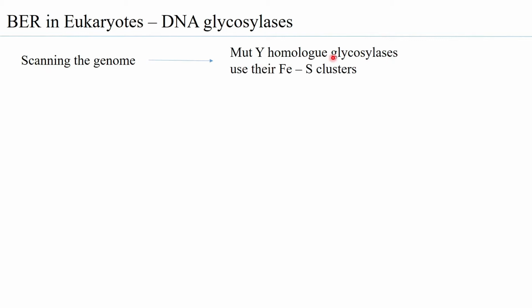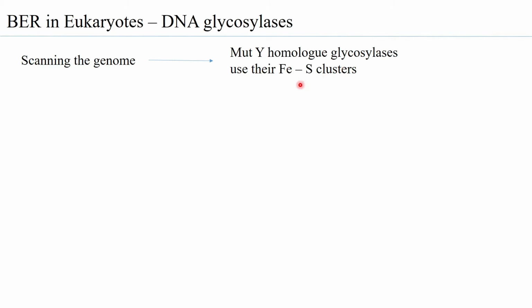What is interesting to note here is that the MutY homolog glycosylases within their structure have about 4 Fe-S clusters, and these 4 Fe-S clusters exist in a particular oxidation state. So they exist in the 2+ oxidation state, but they can go to the 3+ oxidation state, that is a higher oxidation state. So it is because of this principle that it can go from one oxidation state to another by taking up an electron or giving an electron.